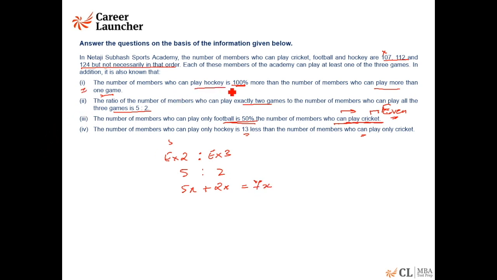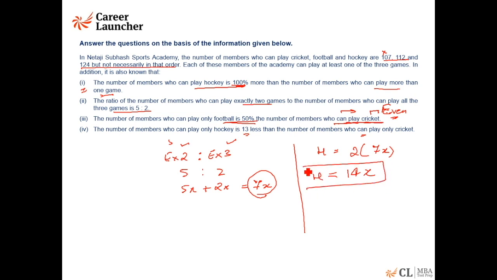The number of members who play hockey is 100% more, which means double the number of members who play more than one game. More than one game means exactly 2 plus exactly 3, which is 7x. So, hockey players is going to be twice of 7x, which means it is going to be a multiple of 14. So, which is hockey?